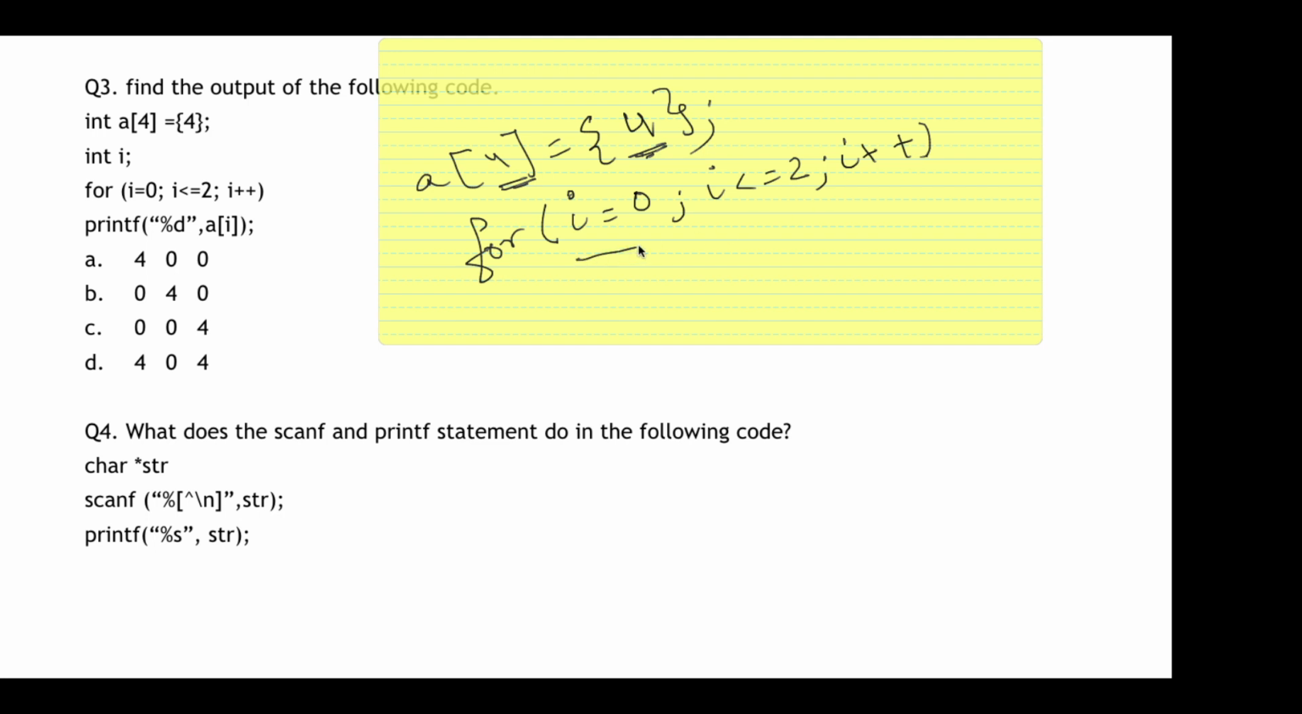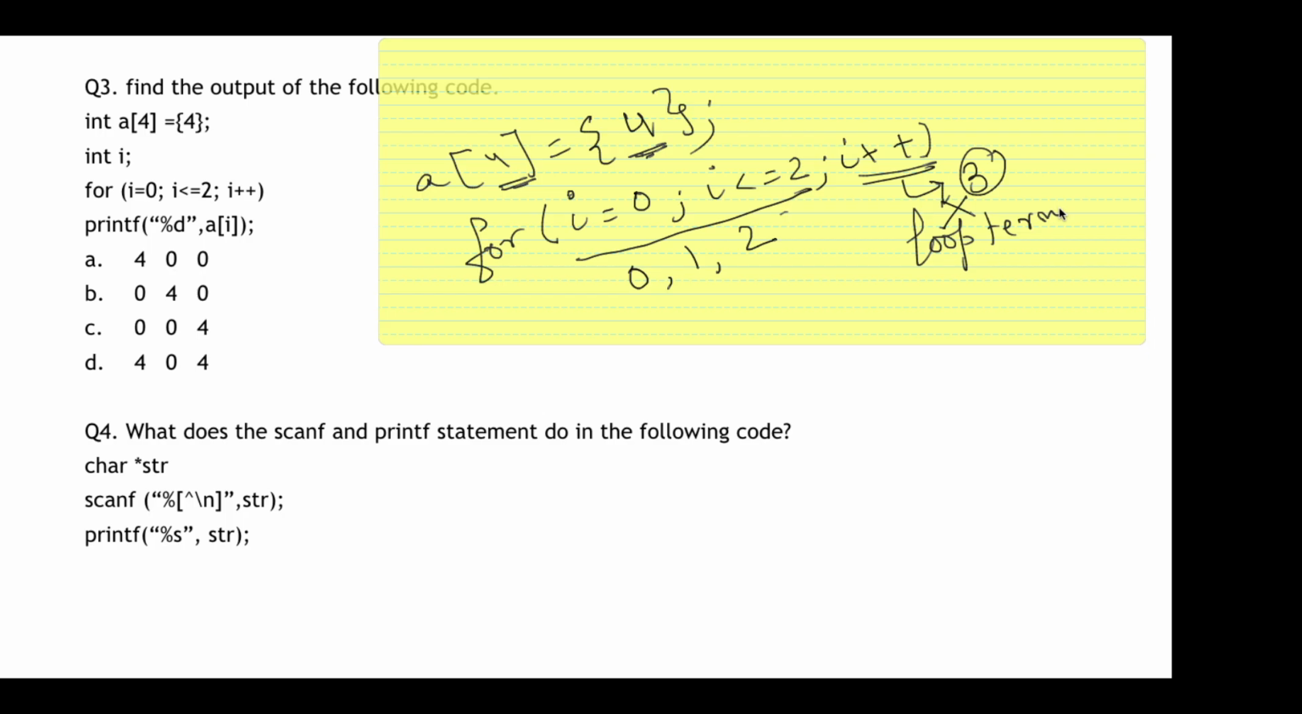So for how many iterations will this loop run? This will run for 0, this will run for 1, and this will run for 2. The moment the I plus plus value becomes 3, this loop will terminate. So my loop is going to run for 0 to 2.